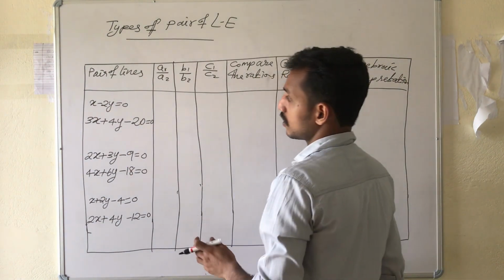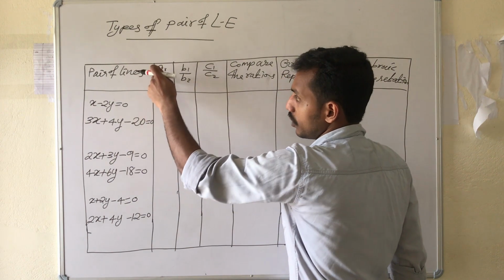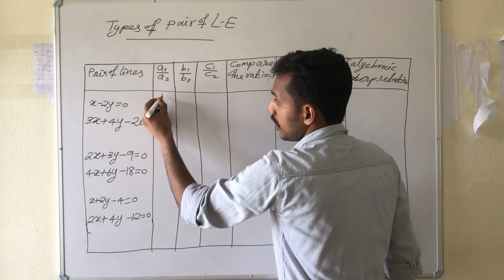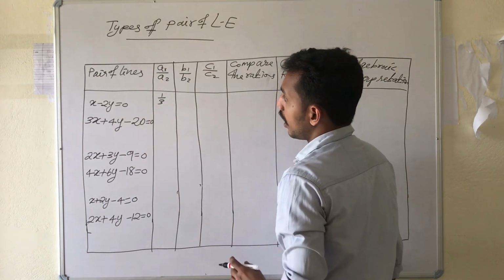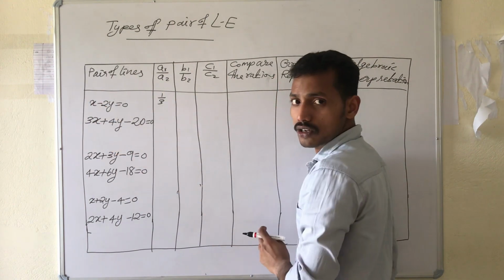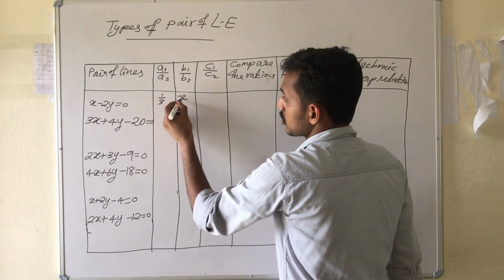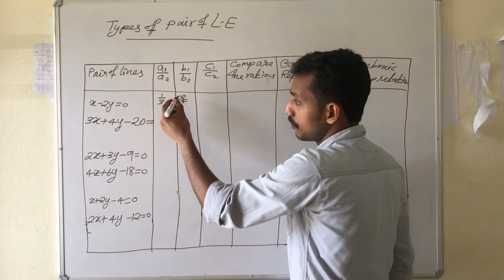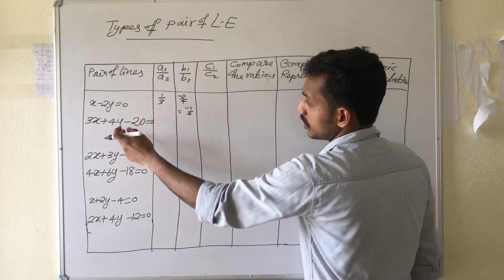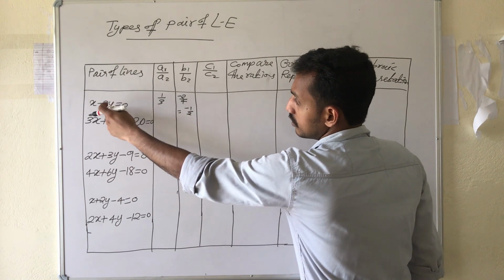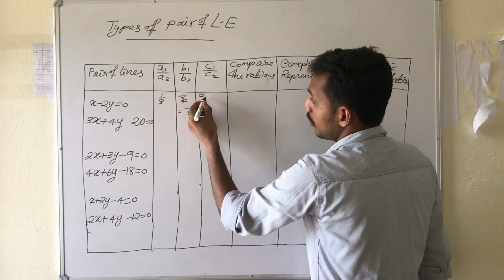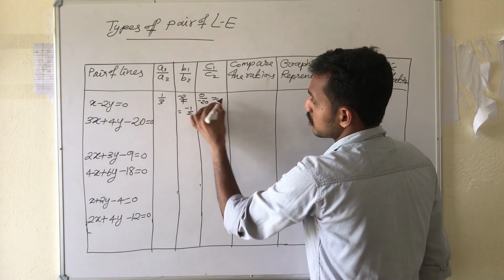Just analyze this. First, we need to find the ratio a1 by a2. What is a1 here? 1. 1 into x is x. So, 1 by 3. And here b1 by b2 is minus 2y by 4, that is minus 2 by 4. Simplify it, you will get minus 1 by 2. Now c1 by c2: here c1 is 0 because there is no constant term. So 0 by minus 20 is equal to 0.